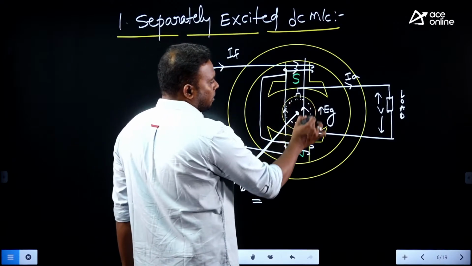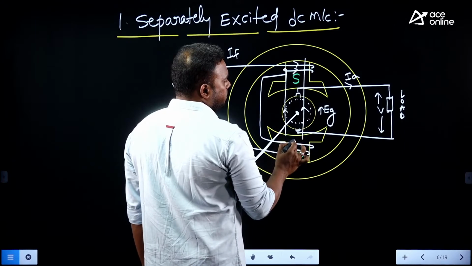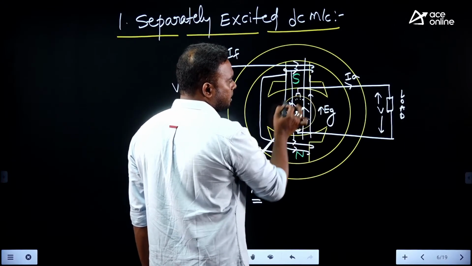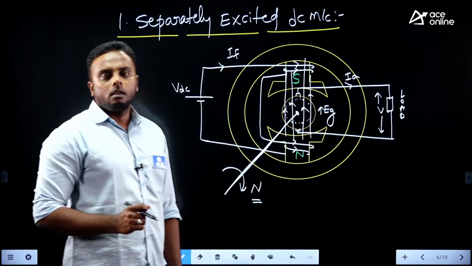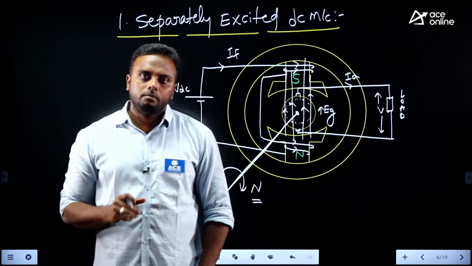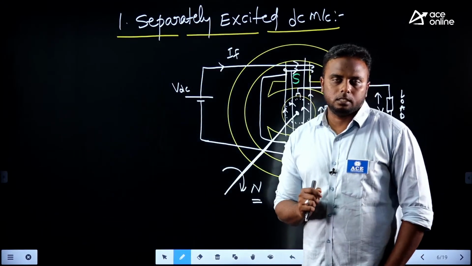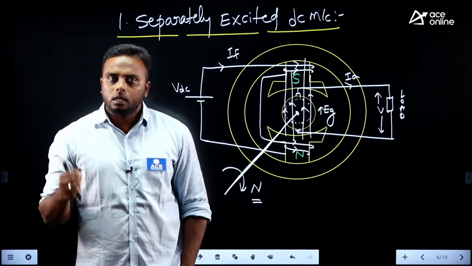Whenever this rotor starts rotating, there is a flux here, north to south. Now this armature will cut the flux again. This armature winding will cut the flux. Some EMF will be induced in that. What is that EMF we call? Back EMF. Why? Because according to Lenz's law, the EMF induced in this armature will oppose the cause.